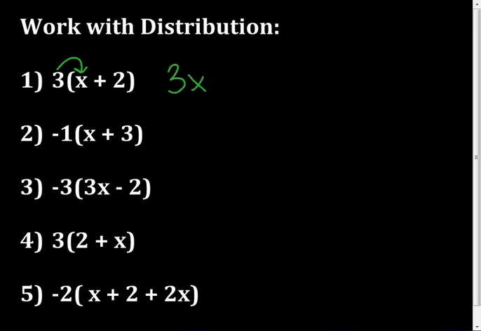And now you have to distribute here, 3 times 2. Plus what? That's 3 times 2. You want me to write it 3 times 2 or you want to just multiply it? That's it. That's all the distributive property is.